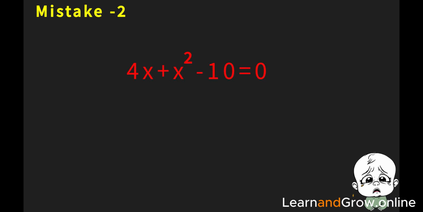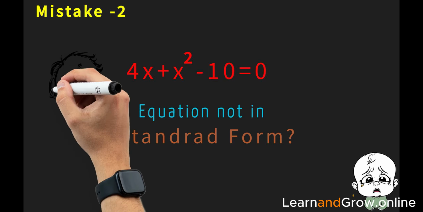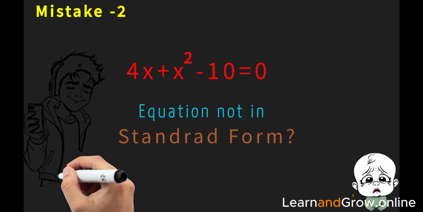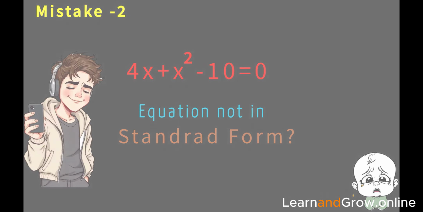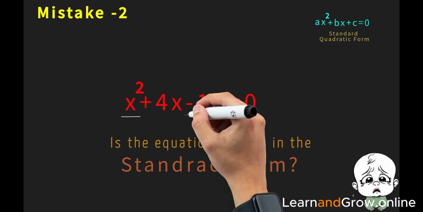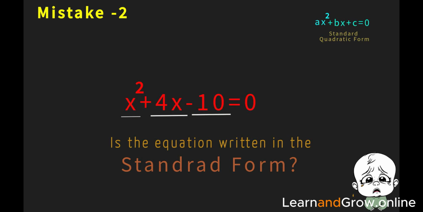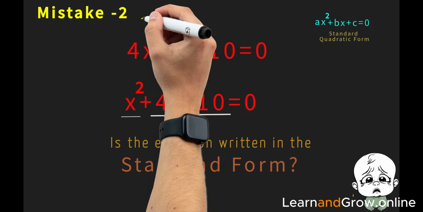Mistake number 2. Not writing the equation in its standard form. Let's take a moment to understand what that really means. We need to make sure the equation is written in its standard form, with the x squared term first, the x term in the middle, and the constant at the end. If it's not in that order, we simply rearrange the terms to match the standard form.